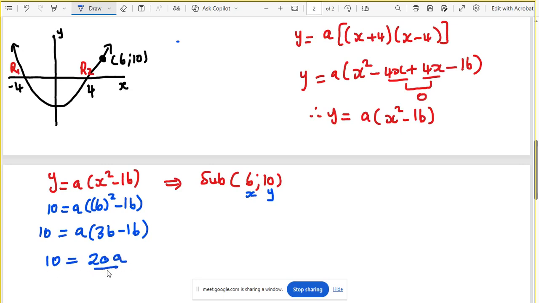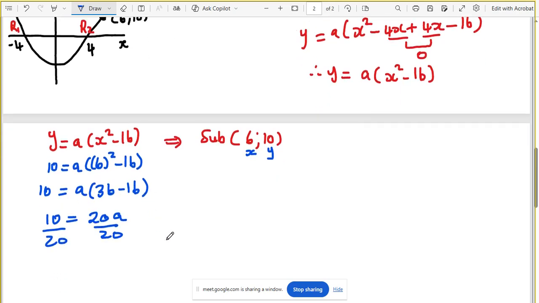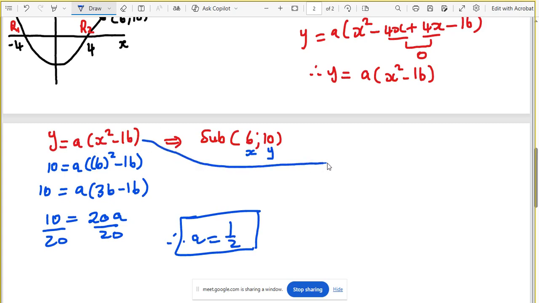So 10 is just 20a. Divide both sides by 20 to find the value of a, because the aim is to find the value of a. Therefore, I can conclude and say a is equal to half. Are you happy with that? Yes. So now that you have a, from this equation, you substitute a to write down the equation. So y will be equal to 1 over 2 x squared minus 8. Are you still with me? Do you understand how we did this one? Yes.